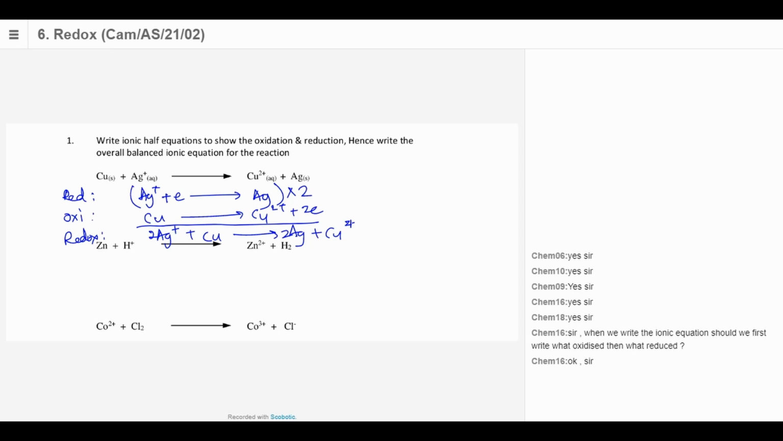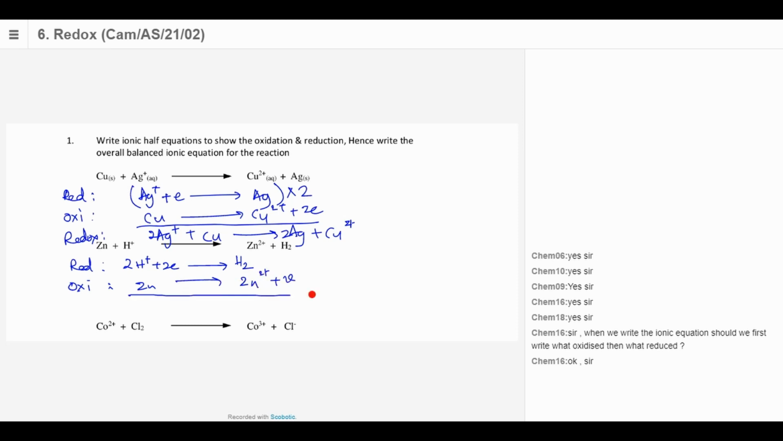Right, I will also do it in parallel with you, then you can check whether you got your answers correct. I'm going to write the reduction first. That doesn't mean that writing oxidation first is wrong, both ways are correct. So 2H+ + 2 electrons gives H2, hydrogen gaining electrons. In oxidation, zinc goes to zinc 2+ plus 2 electrons.